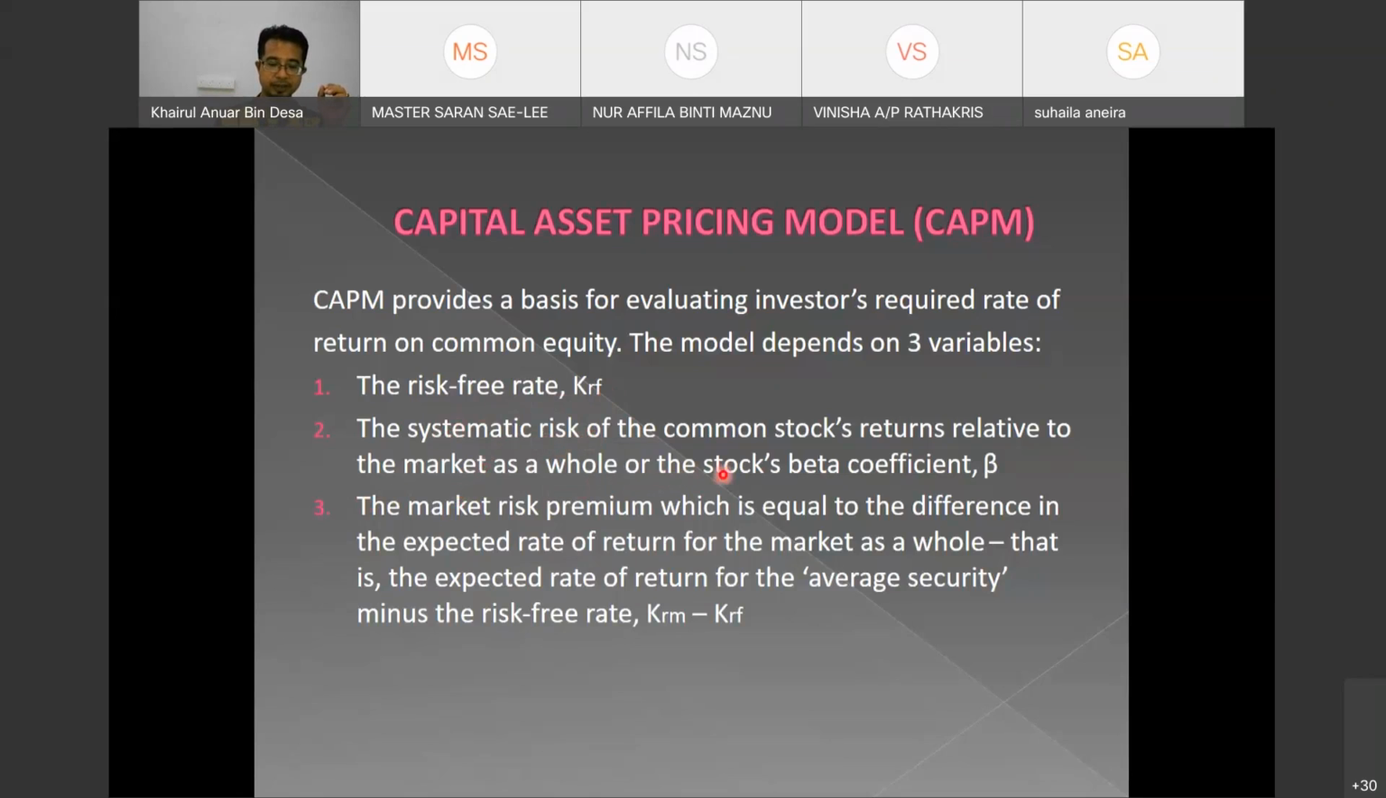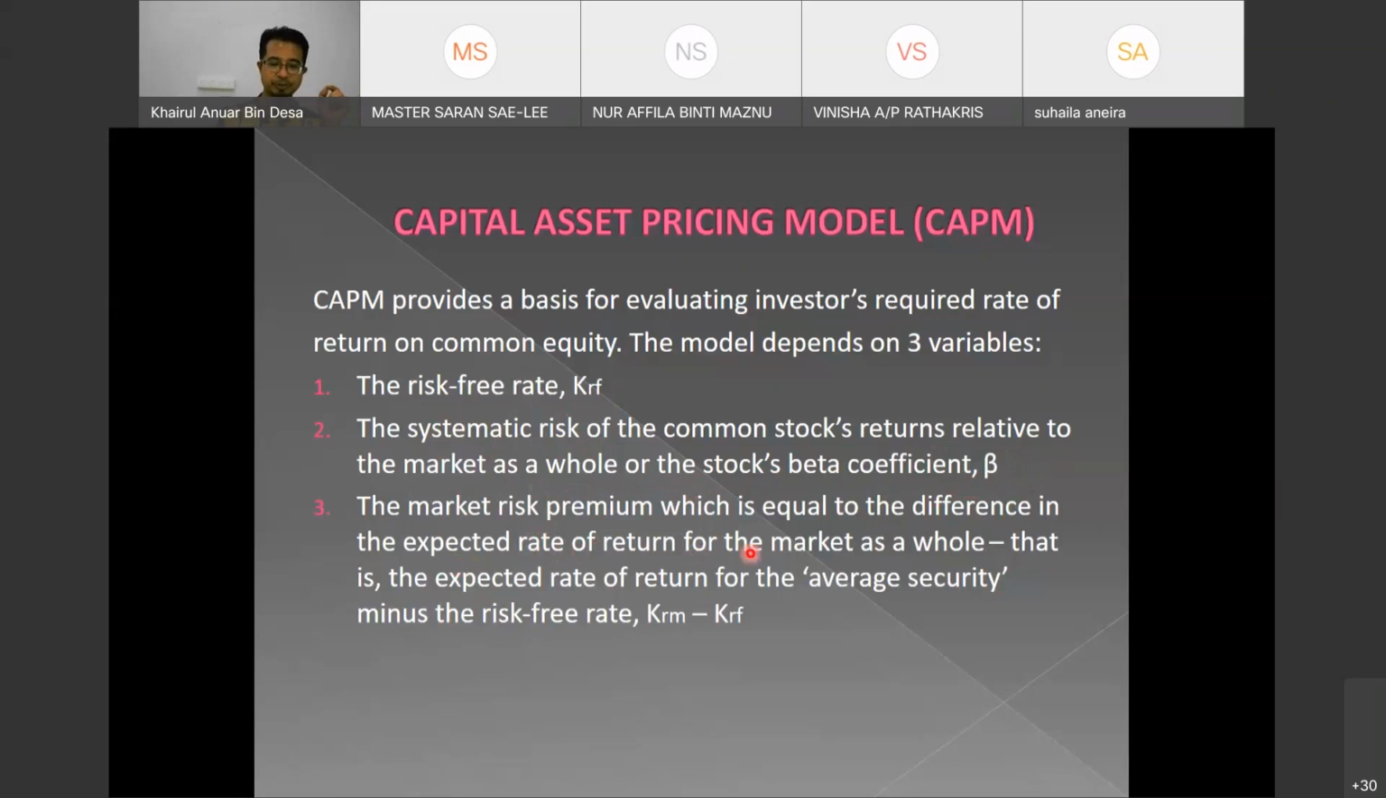The systematic risk of the common stock return relative to the market as a whole is the stock beta coefficient, B. Okay, this is the beta. What is the beta? Beta, please refer to chapter 4, risk and return, right?